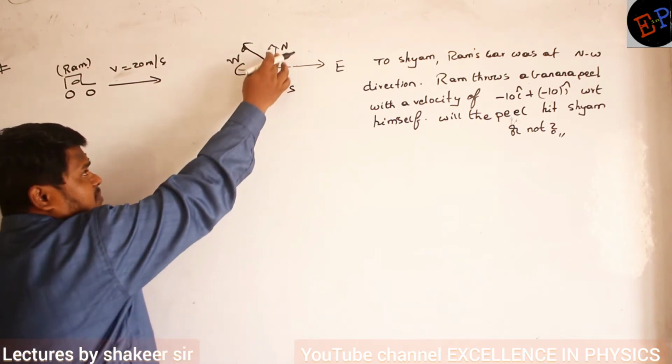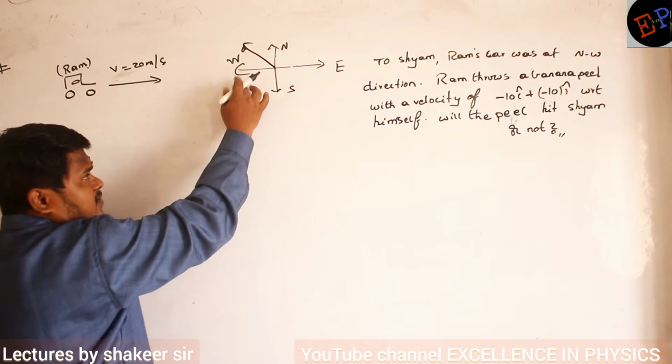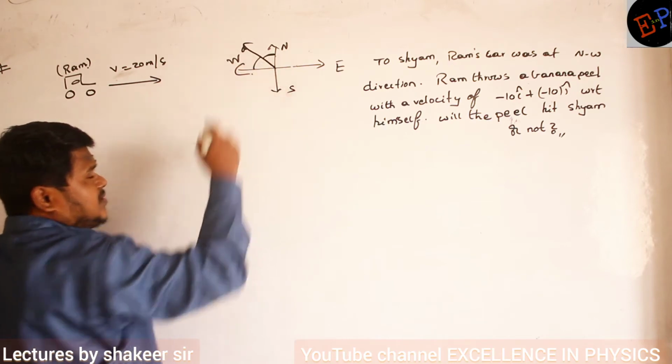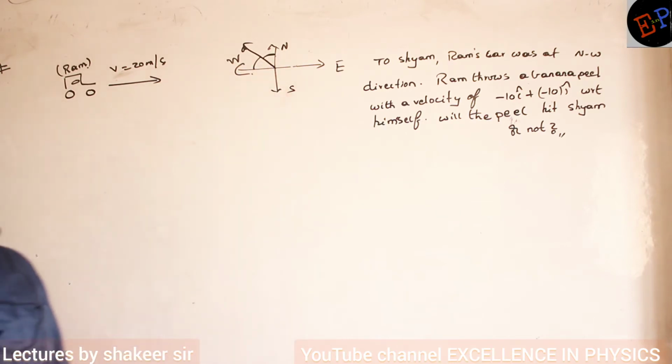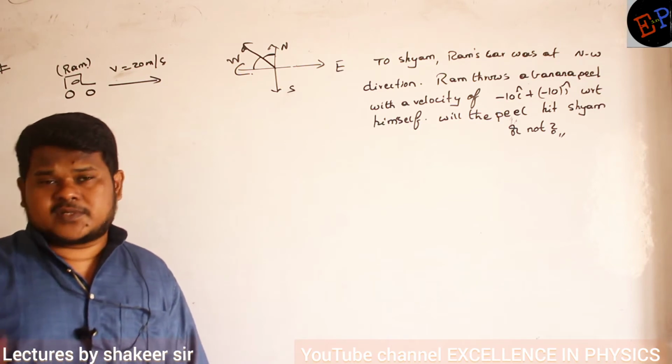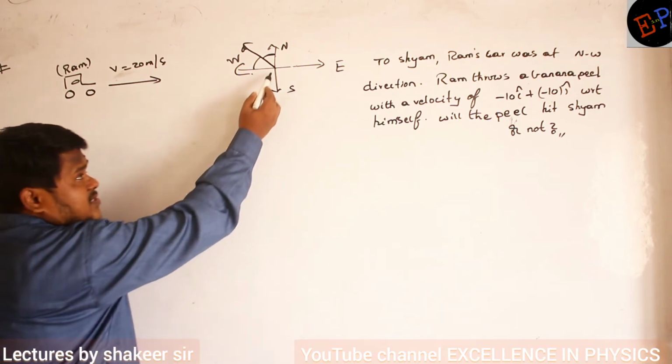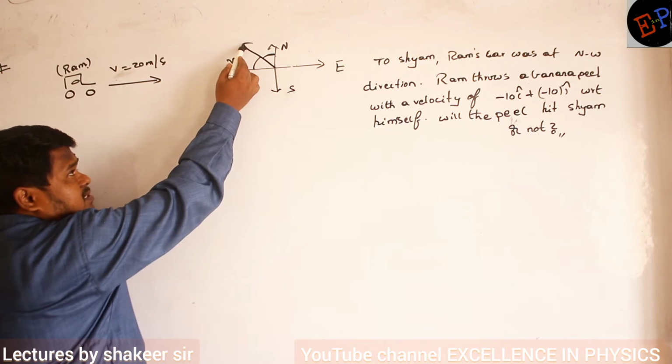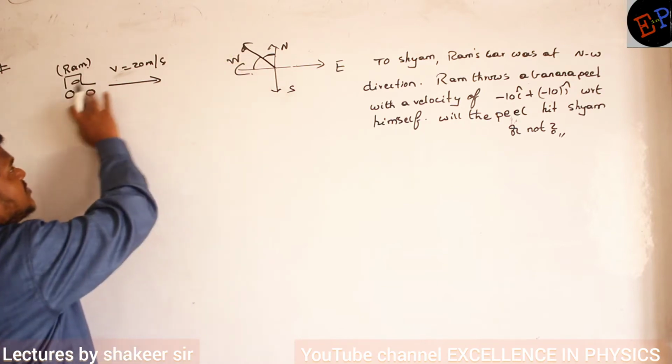This direction is called the northwest direction. It is the direction exactly in between the north direction and the west direction. So this angle is 45 and this angle is also 45. Such a direction we can call the middle of north and west. It means when Shyam is present here, the car should be present here. That is the meaning of this. Now this is the arrangement of the car.